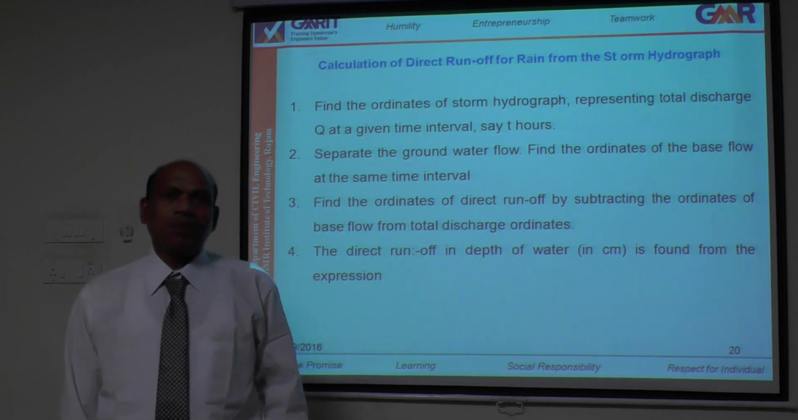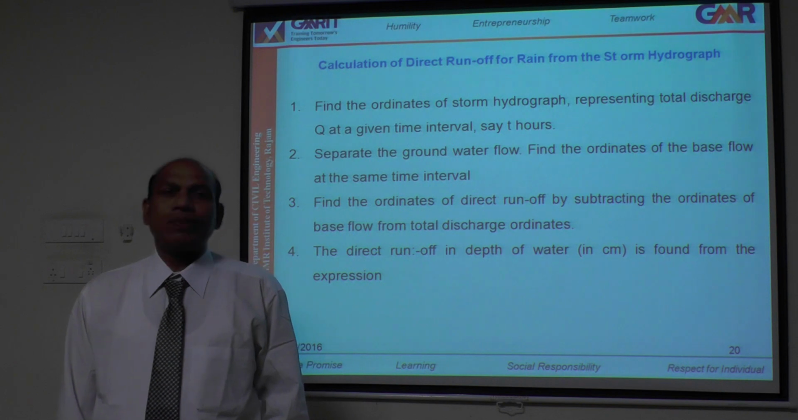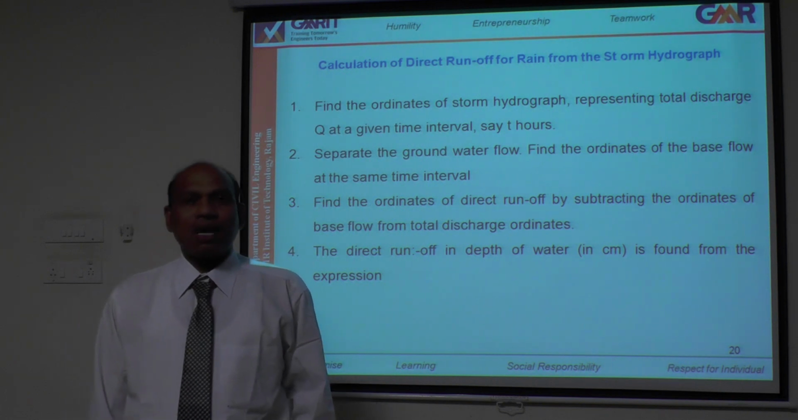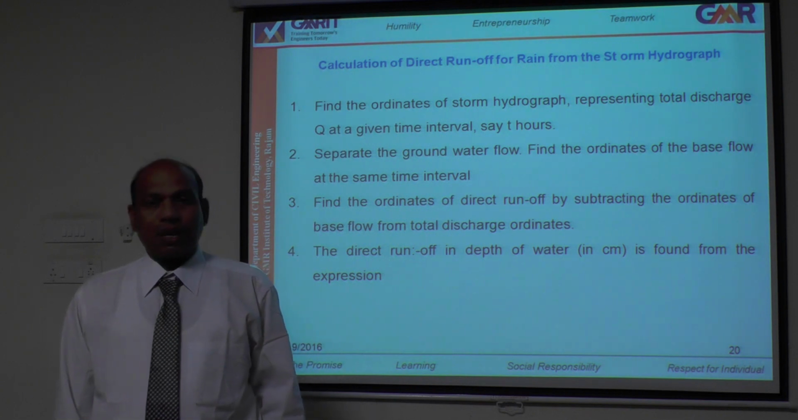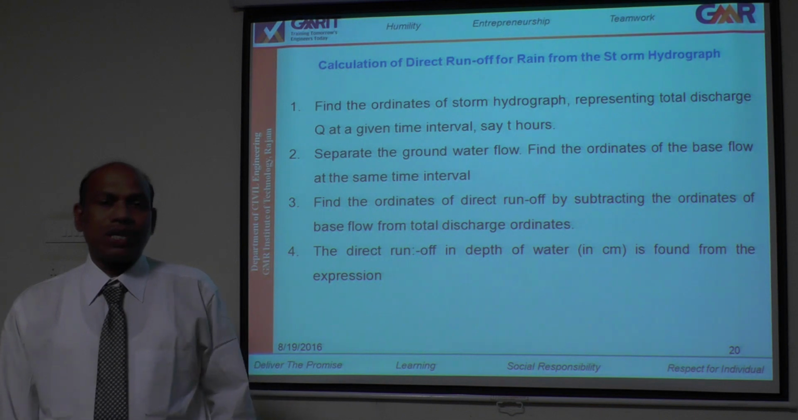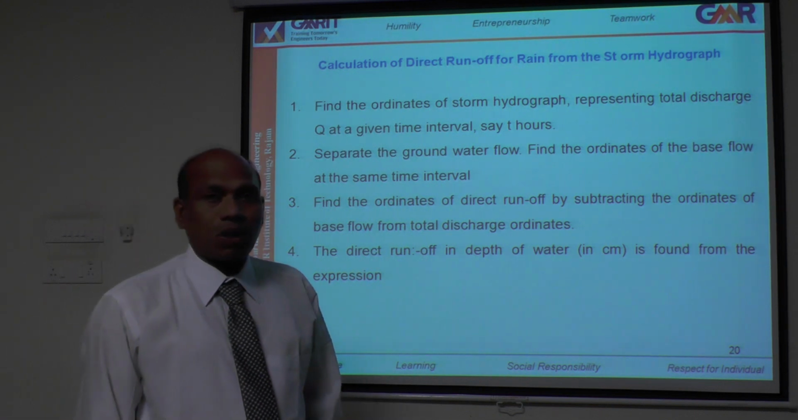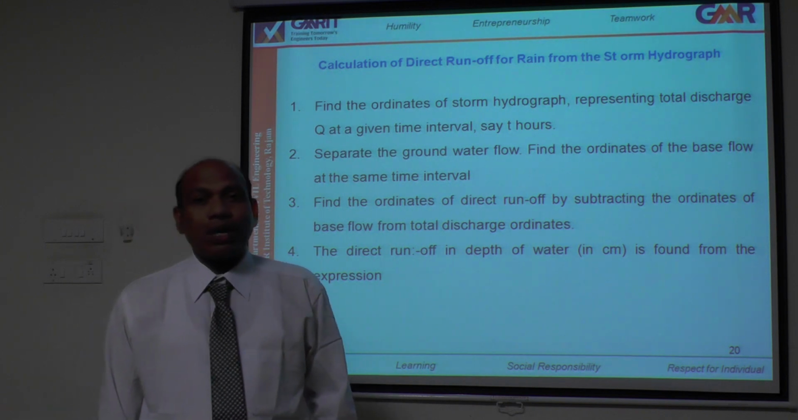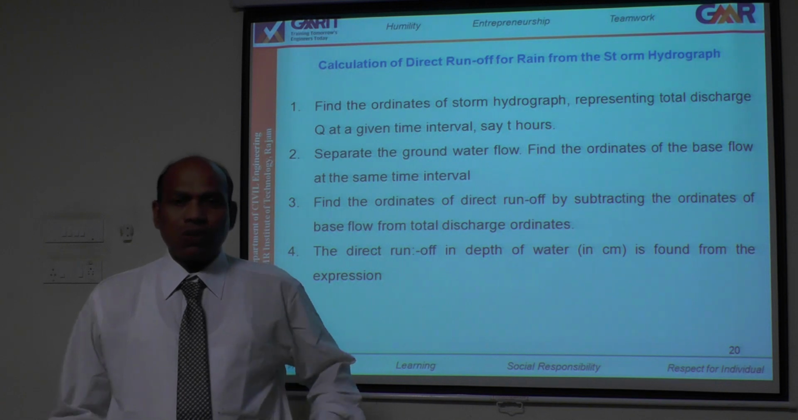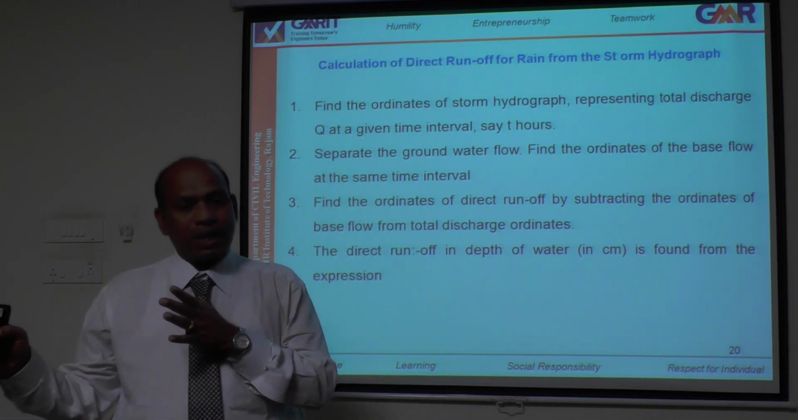Calculation of direct runoff from the storm hydrograph. First we need to know what a storm hydrograph is. A storm hydrograph is also nothing but a hydrograph. It represents the total discharge ordinates versus time on the horizontal axis. First of all, find the ordinates of the storm hydrograph representing the total discharge Q at a given time interval, say T. So once we know the storm hydrograph, then we are going to determine the direct runoff ordinates.